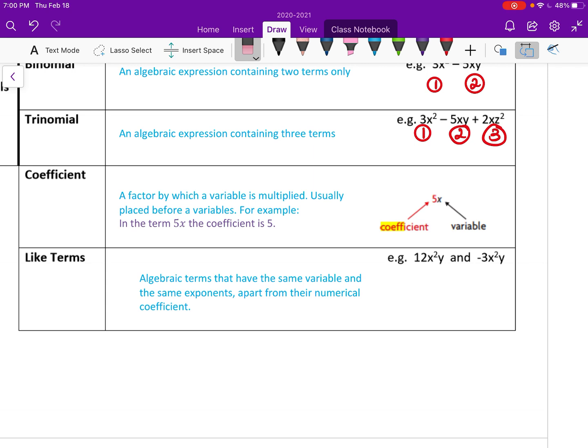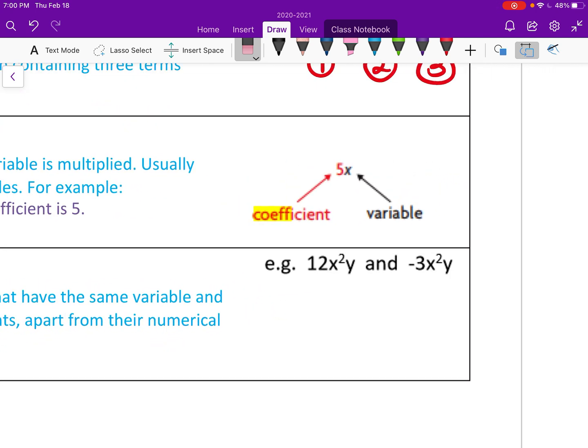Like terms are algebraic terms that have the same variables and the same exponents, but their coefficients might be different. So if you look here, you have x squared y, and then you have x squared y. The x squared y is the same here. The only thing that's different is the 3 and the 12. If, for example, you had xy squared, that would not be a like term because the exponent isn't here, it's over here. So they have to be the same variables with the same exponent on the same variable.